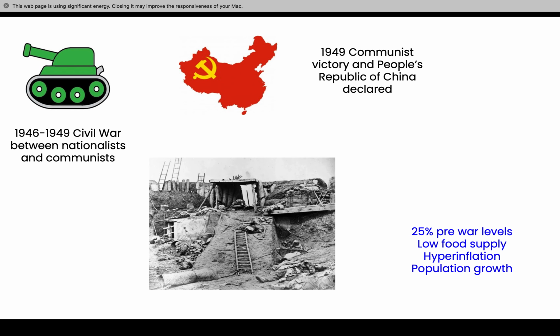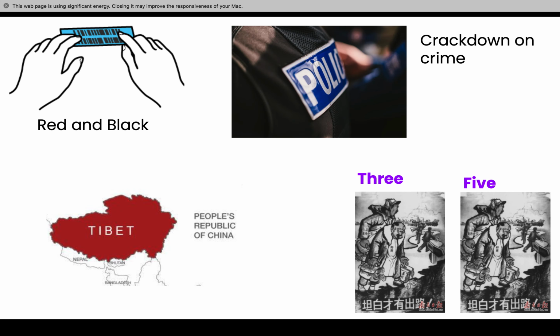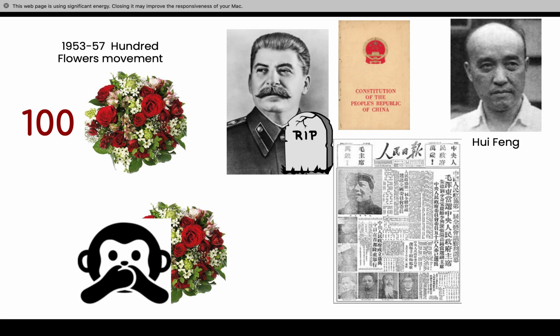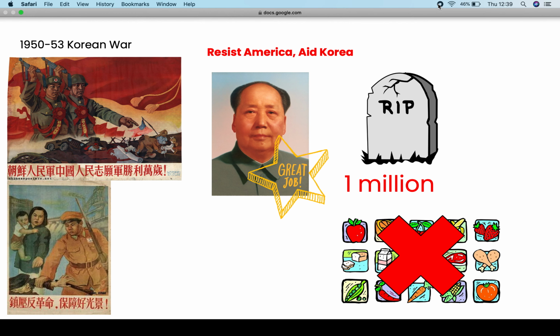So just a little recap: we had the Civil War, the structure of government, the PLA, the use of terror, the 100 Flowers campaign, and the Korean War. Next lecture we'll look at industry and agriculture.